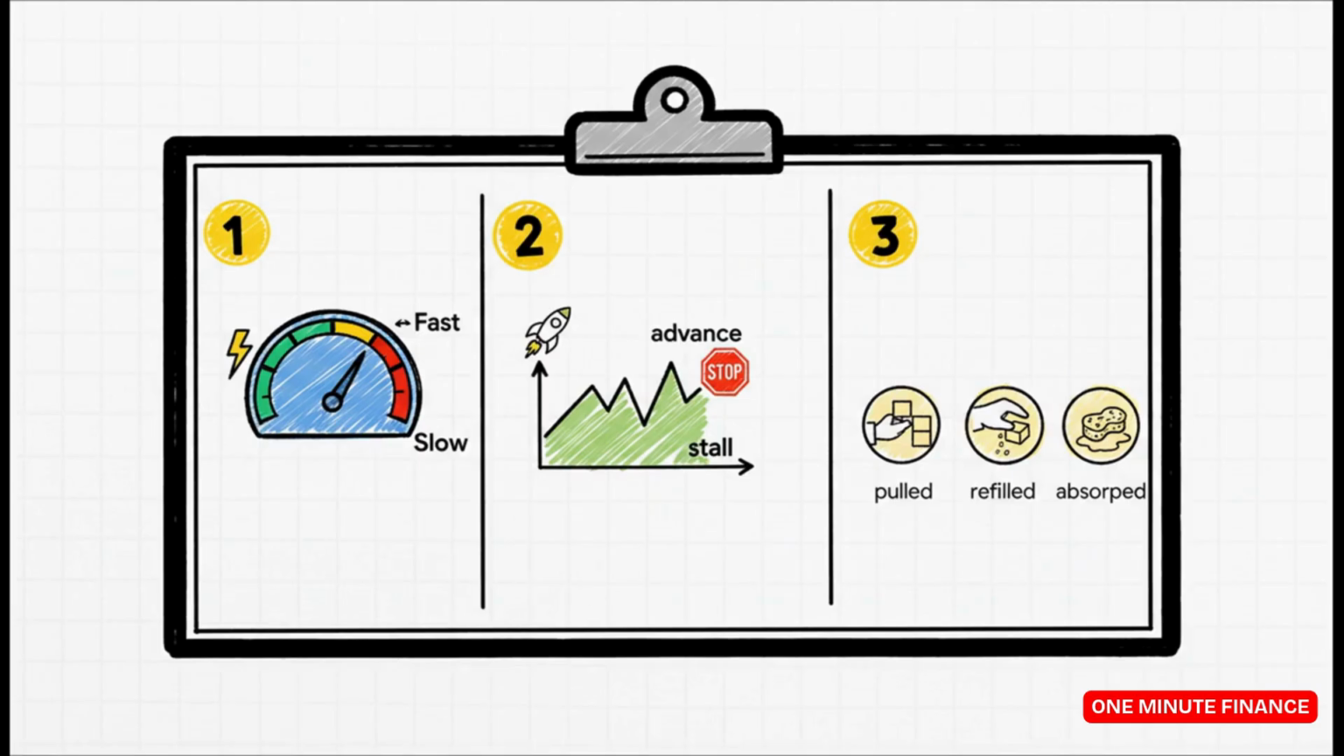So here's your 3-point check, your pro checklist for when you're at a key price level. Number 1, watch the tape speed. Is it fast and aggressive, or is it slowing down and getting hesitant? Number 2, watch the price response. Is all that trading activity actually moving the price, or is it just stalling out? And number 3, watch the liquidity itself. Is that big order being pulled, meaning it was fake? Is it being refilled, meaning it's real resistance? Or is it being consumed, meaning it's fuel? The answers to those 3 questions, that's what tells you the real story.